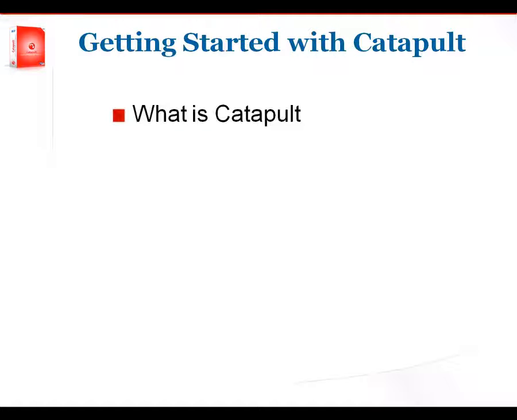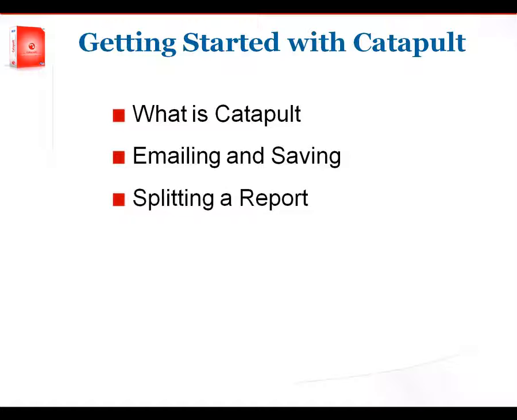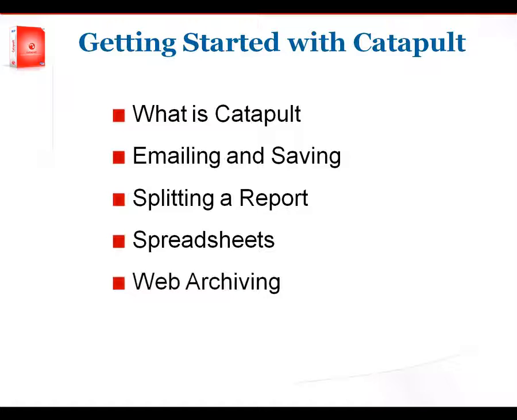So the agenda we're following today is I am going to start with an overview of what Catapult is, and then I'm going to pass it over to Mark, who's going to do some live demonstrations of how to email a report and save it, as well as how to split a report. So you can split a report by page or taking a specific section out of a report. We're also going to cover more of a high-level overview, but how to take a report and convert it to a spreadsheet. And along the same lines, a high-level overview of the option of taking a report and web archiving it.